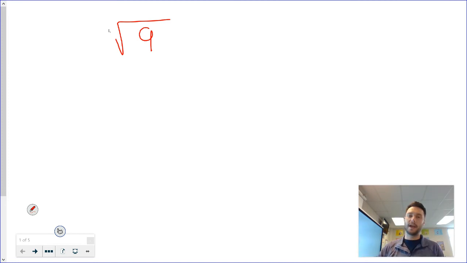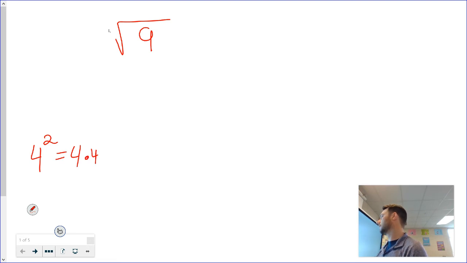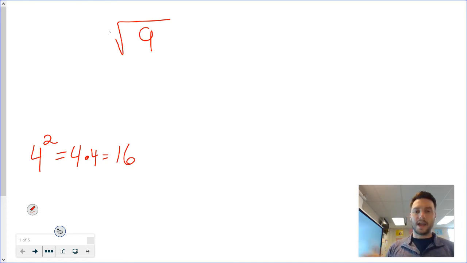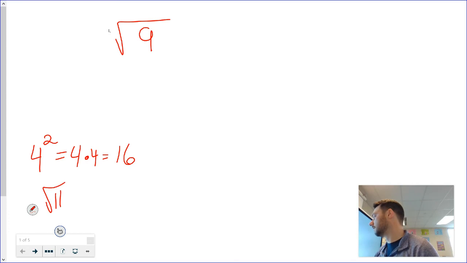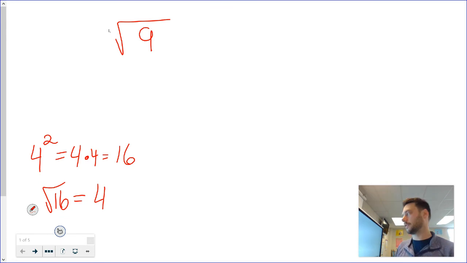Square roots ask, hey, what number can I multiply by itself to get what's under my radical here, what's under my square root? That's what the square root's asking. So just like exponents say, hey, 4 squared means 4 times 4, or 16. Square roots do the opposite. They say, hey, the square root of 16, what would I have to multiply by itself to get 16? Well, 4. Okay. So these have kind of this inverse relationship. They back each other up, right?